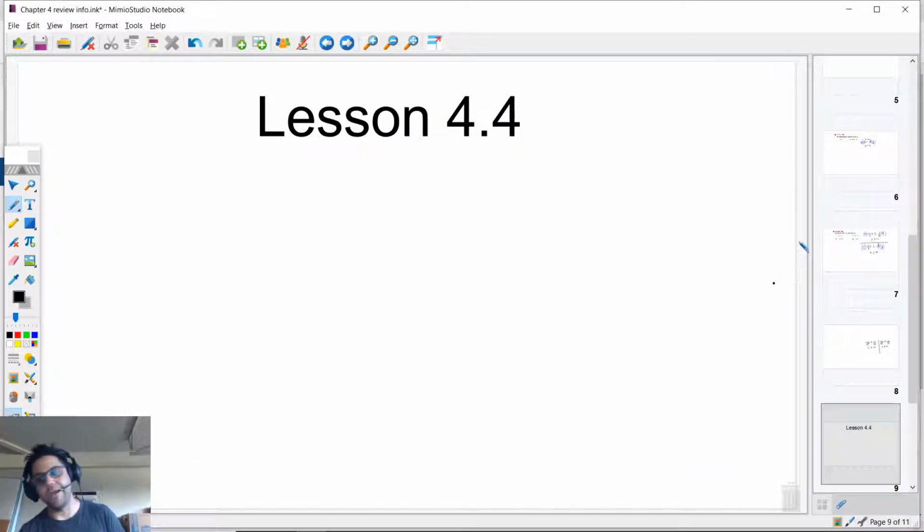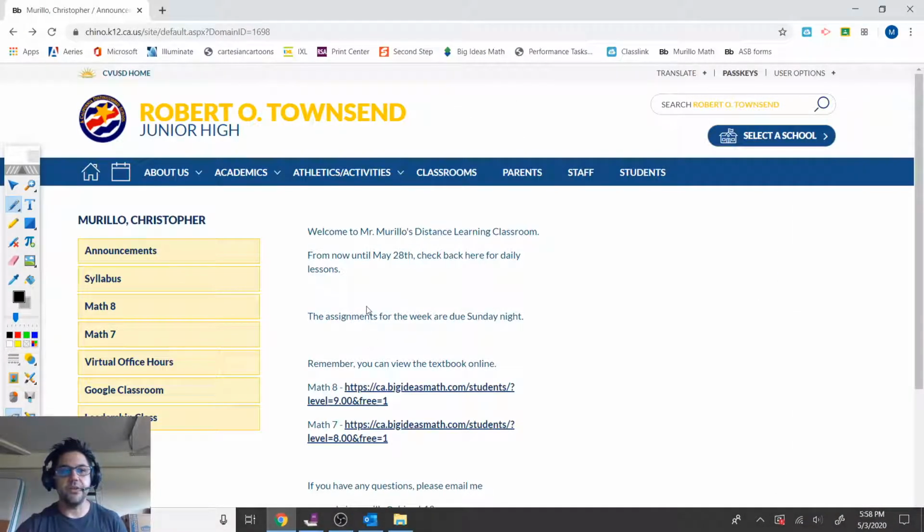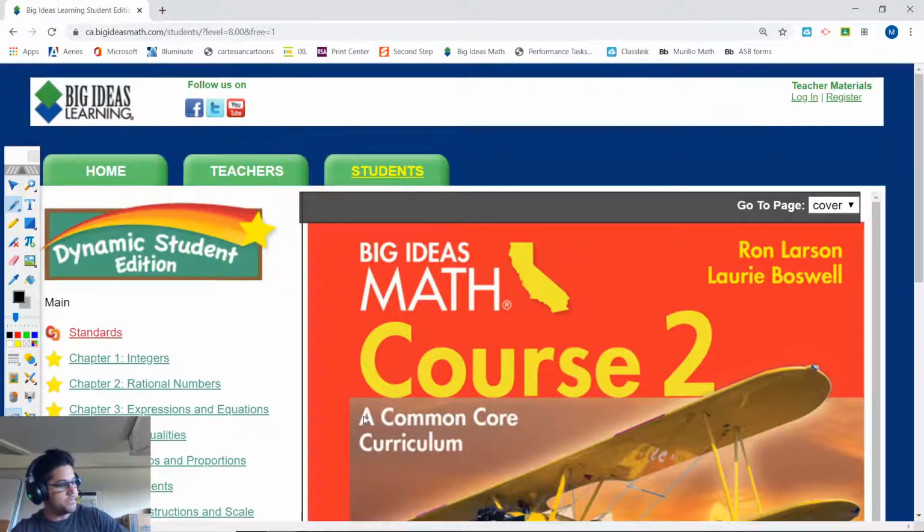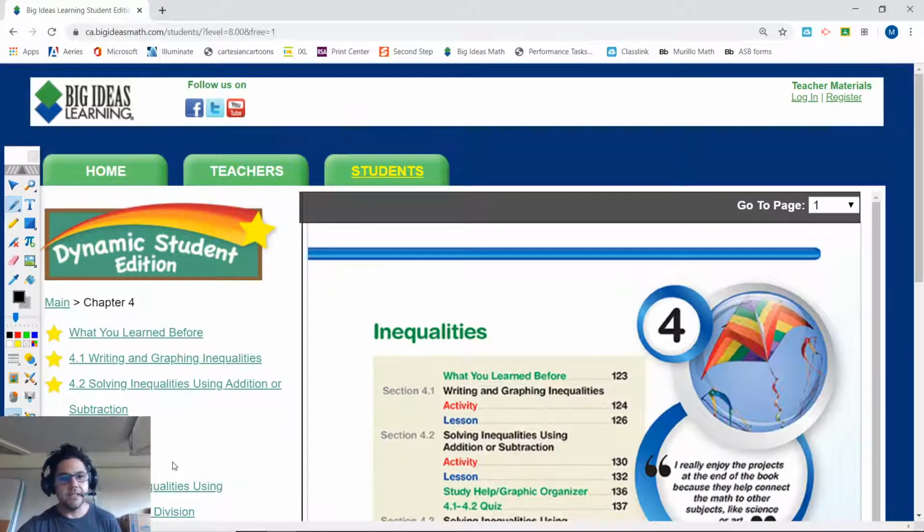Ladies and gentlemen, today we have lesson 4.4. We're going to be solving two-step inequalities, and let's take a look at some of the notes. Again, Math 7. Your homework has odd problems again, so you can check your answers as you are working. Let's see here.